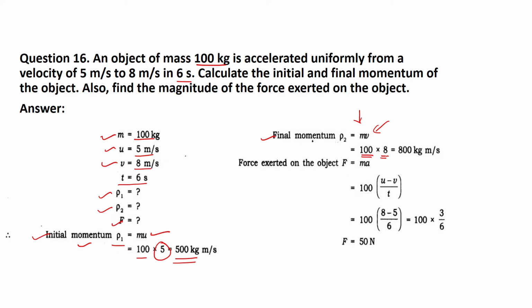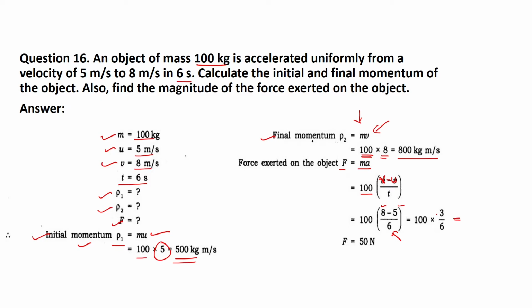Now according to the definition, force is equal to mass times acceleration, and acceleration is change in velocity upon time. So v minus u, final velocity minus initial velocity, divided by t. Mass as it is, final velocity 8 meter per second, initially 5 meter per second, and the time taken for this change is 6 seconds. So 8 minus 5 is 3, divided by 6. By doing this simple calculation, 100 into 3 divided by 6 is nothing but 50 Newton approximately.